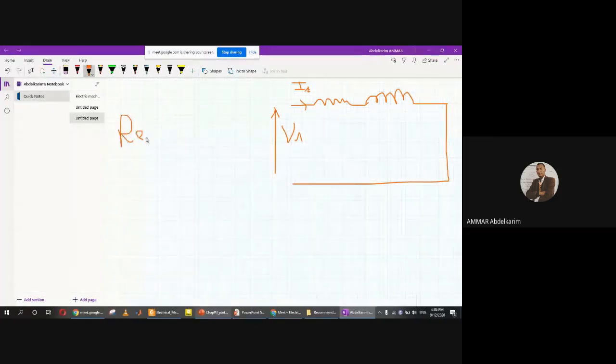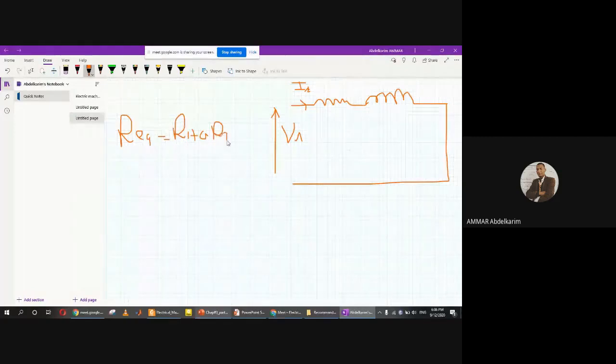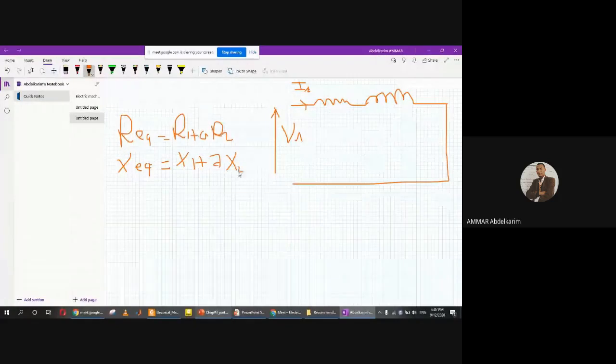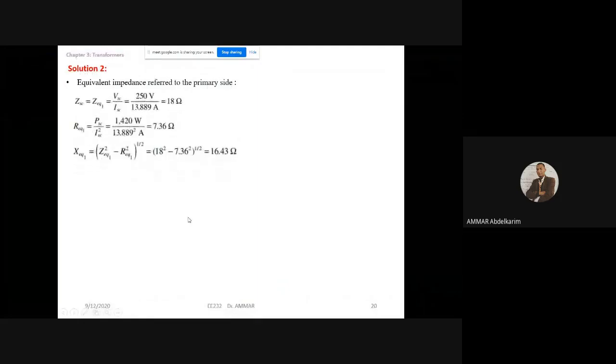And here, of course, in case of the circuit referred to the primary, R equivalent equals to what? Equals to R1 plus A R2. And X equivalent equals to what? Equals to X1 plus A X2. Okay, so let's see.